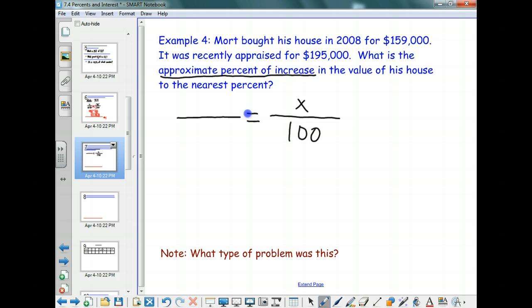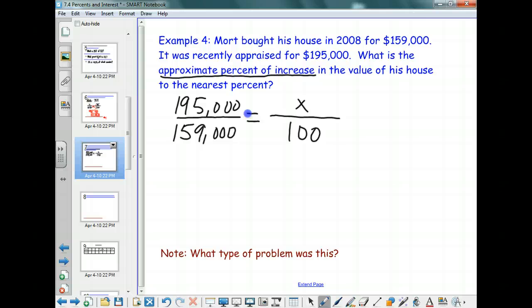Okay, so what do you think? What do you do on top? 195. So it is going to be 195 on top and 159 on bottom. How come? How do we make that decision? So 195 is the new price. 159,000. $159,000 was the original 100% of the price of the house.